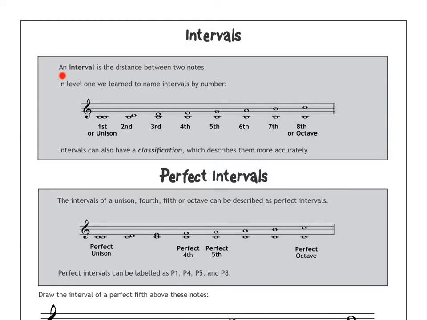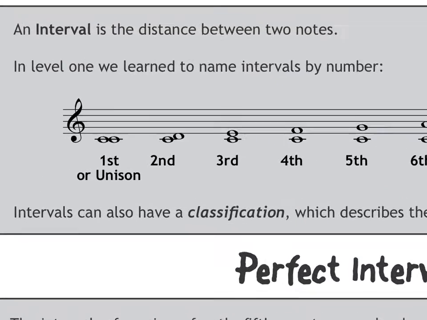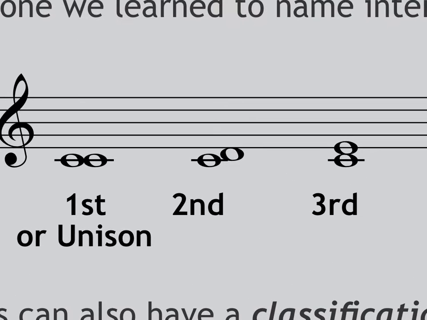All right, so an interval is the distance between any two notes. And we learned the names of the intervals by number. Now remember, when you're counting intervals by number, you always use the bottom note as note number 1. As a quick example, this is an interval of a first because we haven't moved. Note 1 is note 1, same thing.